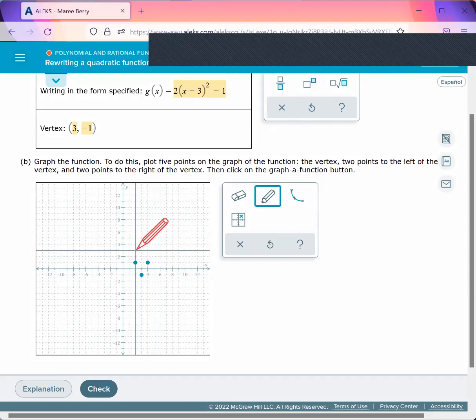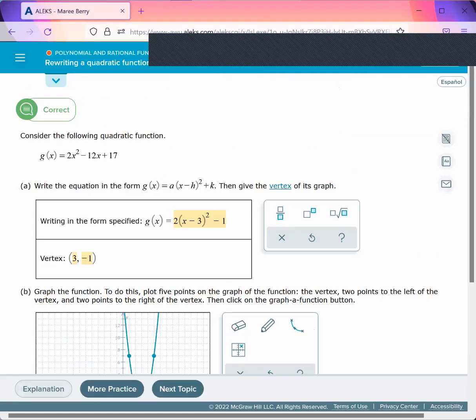So then if we plug in 5, 5 minus 3 is 2, squared is 4, times 2 is 8, minus 1 is 7. So at 5, we're at 7, and at 1, we're at 7. I feel like we did that last time. Okay, there we go. And that's the end of the lesson.